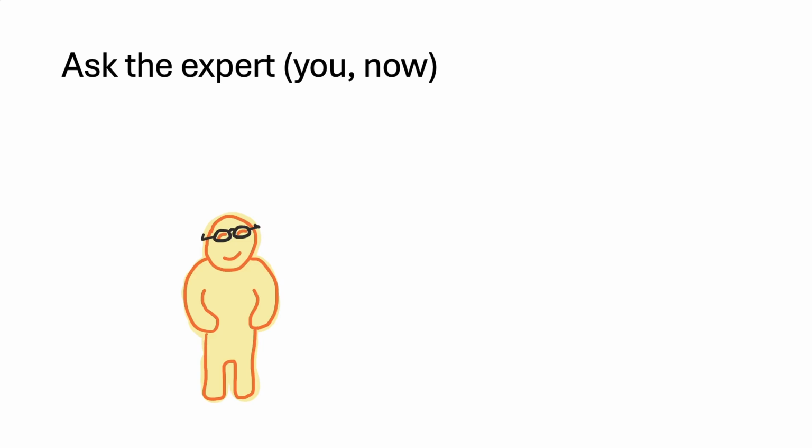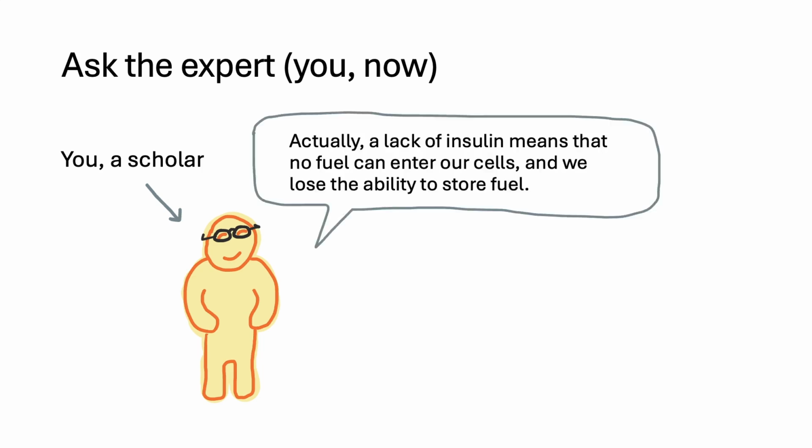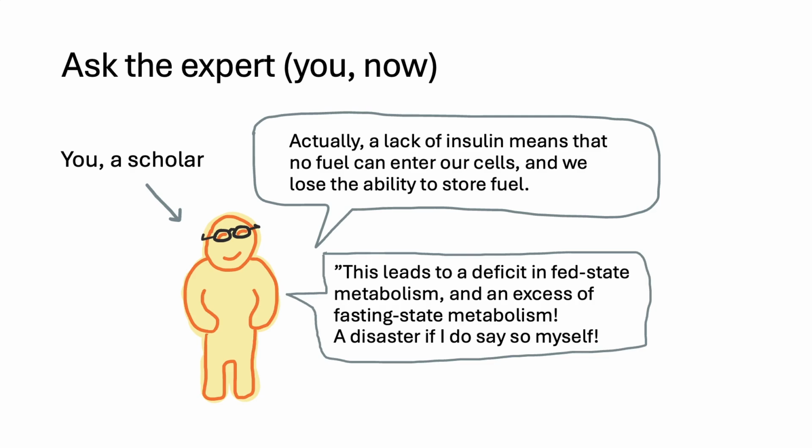And so here's you. And you are a scholar. Note these scholarly glasses. It means you're really smart. And I'll ask you, well, what's the problem with having no insulin? And because you've studied this metabolic biochemistry course, you say to me, well, actually, a lack of insulin means that no fuel can enter our cells and we lose the ability to store fuel. And you realize, oh, yeah, that's right. Insulin acts as a key. If you don't have a key, your fuel can't get into your cells. And then, moreover, this leads to a deficit in fed state metabolism and an excess of fasting state metabolism. A true disaster, if I do say so myself.